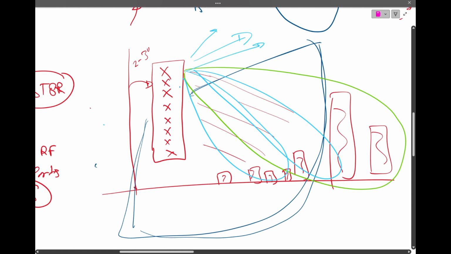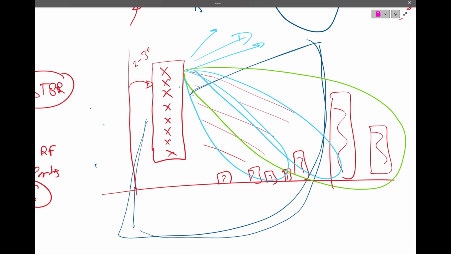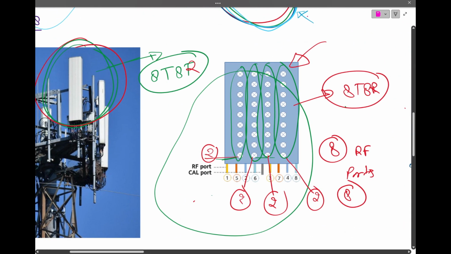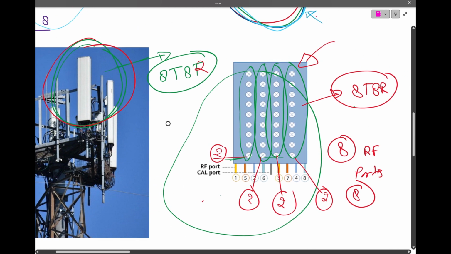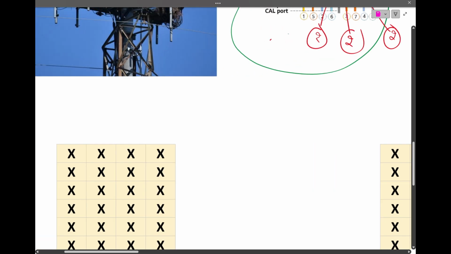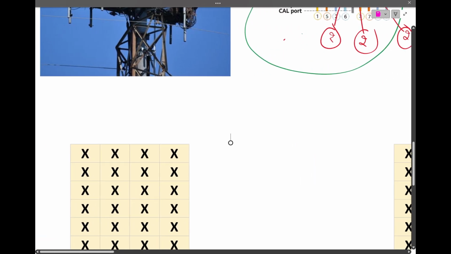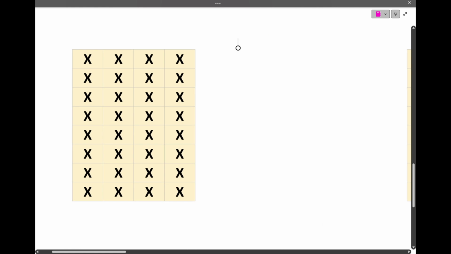Okay, so we mostly don't want to have a vertically 120 degree beam, but horizontally we want it to serve all the users around it. That's one of the reasons we have the antenna elements arranged like this. Now let's see the recent antenna arrangements.